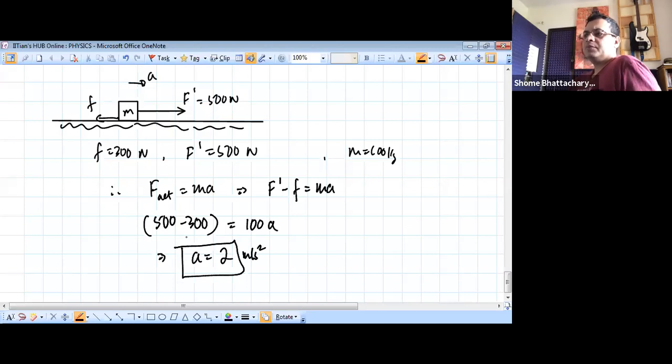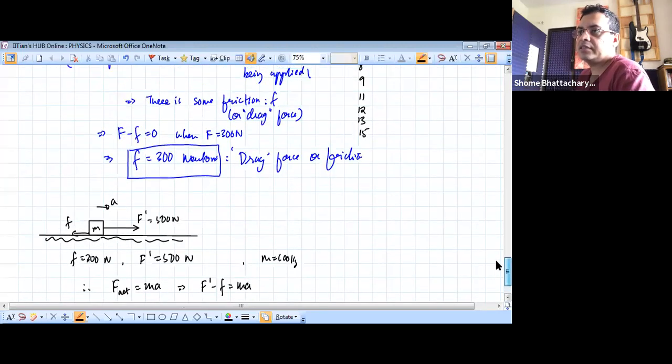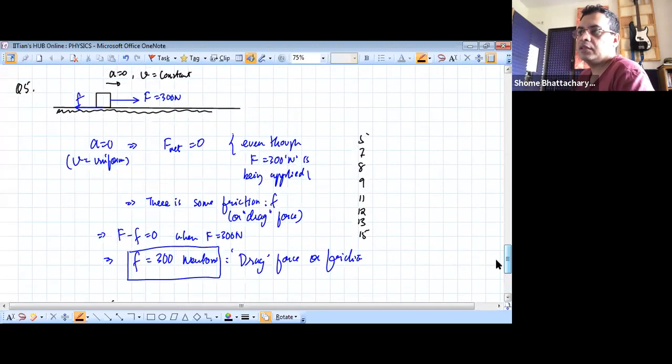So we are not making any judgment about friction, that it depends on mass, it depends on coefficient of friction and things like that. We'll come to those things later. We're just using the data of the question to understand how much the drag force is. And from that, when we increase the external force from 300 to 500, the drag force remains 300. Okay. So hope this question is clear to people.